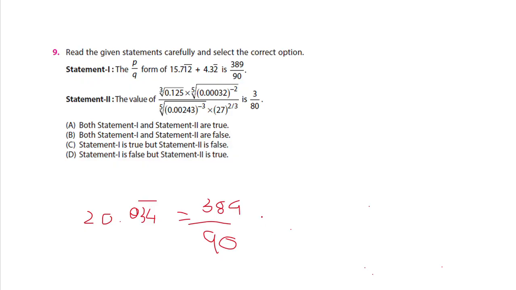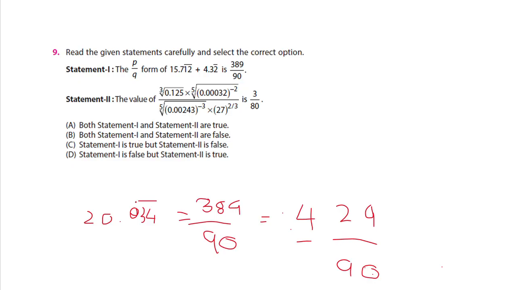So let's see whether it's accurate. First, let's divide 389 by 90. We can write it as a whole number with a fraction, so it will be a mixed number. 389 divided by 90 is 4 and 29/90ths. So now we can obviously see that this is 4 and 29/90ths, right?